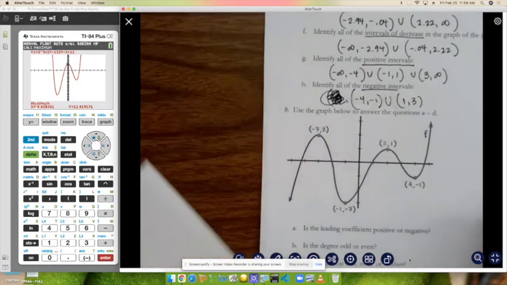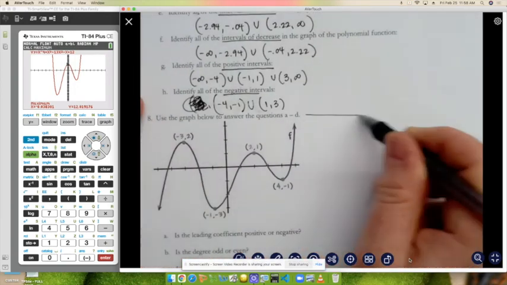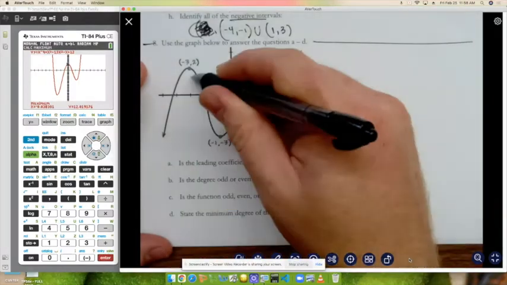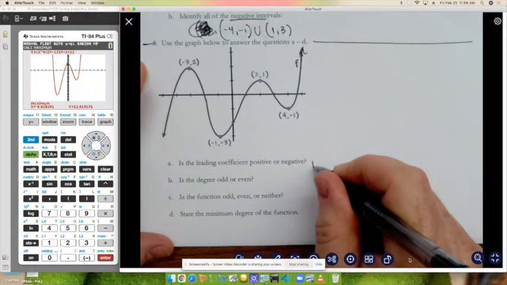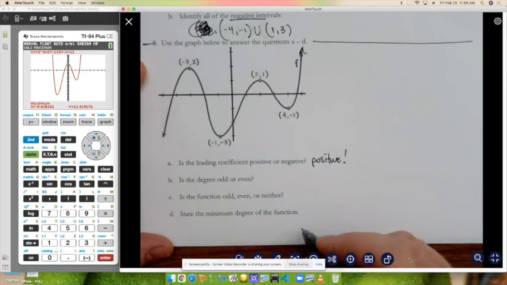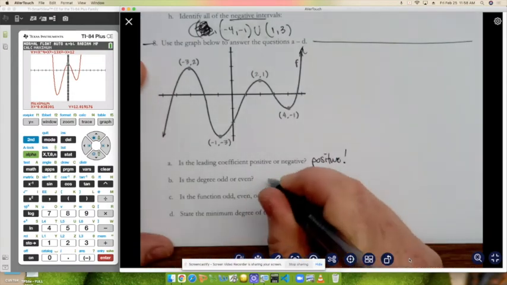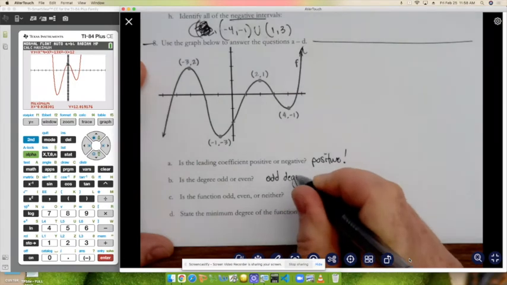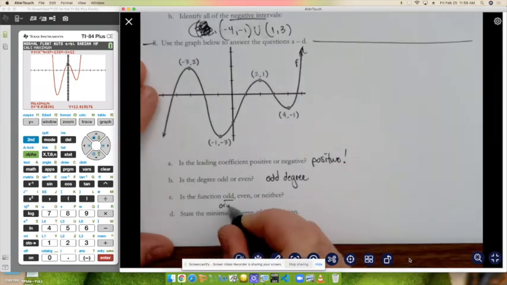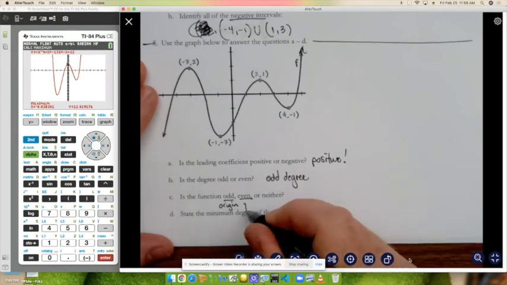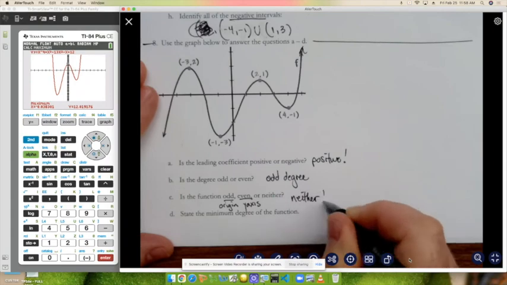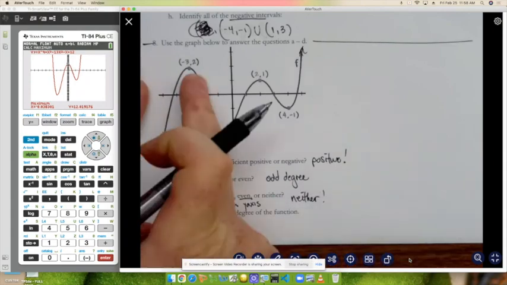All right, and then for this last problem, we want to see, is the leading coefficient positive or negative? I see that this graph is ultimately heading uphill, so it's got a positive leading coefficient. Is the degree odd or even? I know that graphs that start low and end high have odd degrees. Is the function odd? Does it have odd symmetry? Is it symmetric about the origin? No. Is it symmetric about the y-axis? No. So that means it has neither kind of symmetry. So it is neither odd nor even.